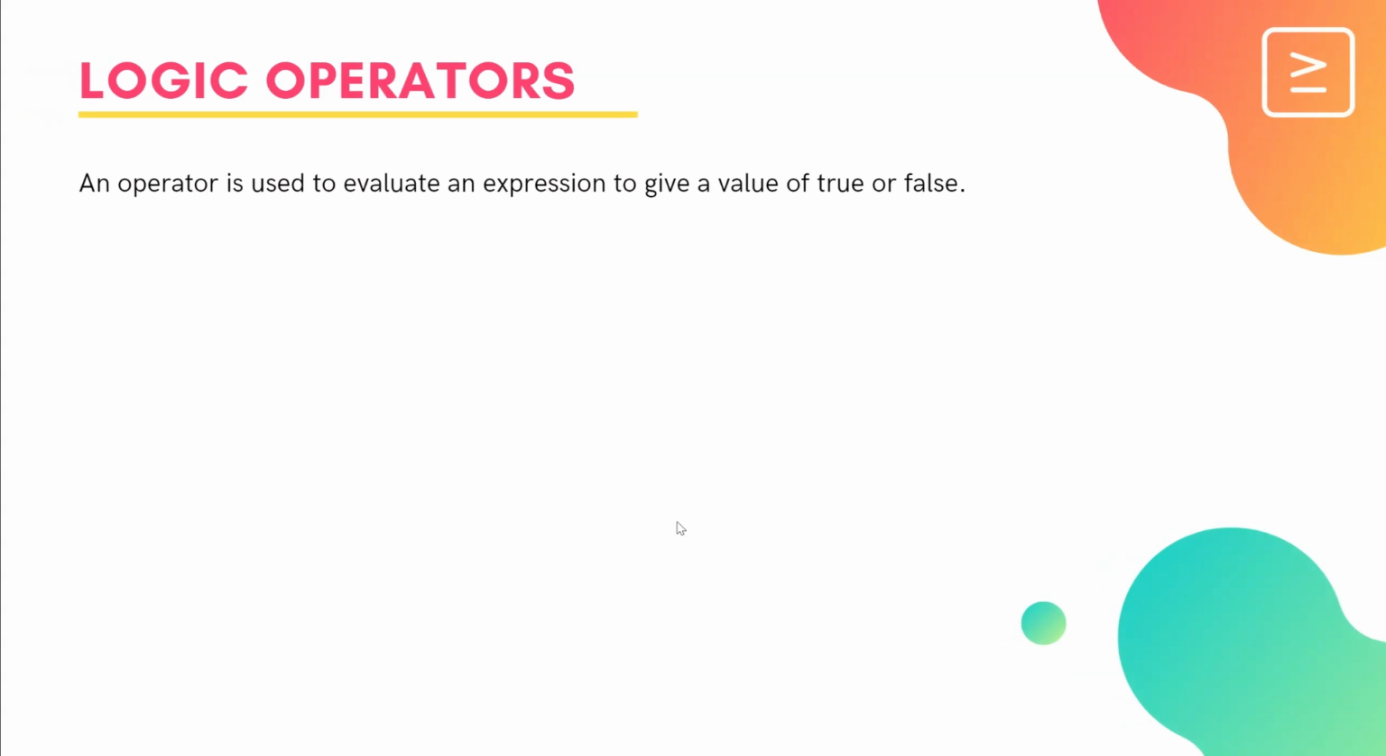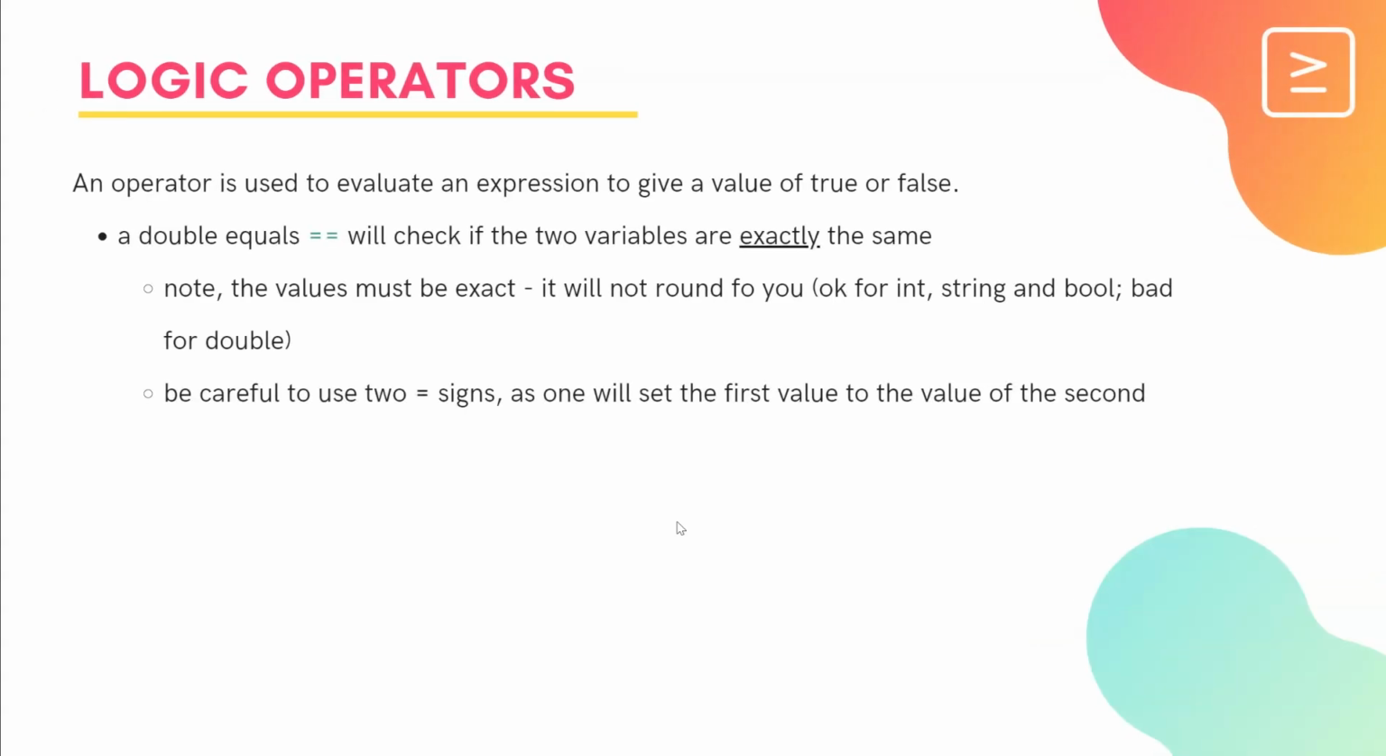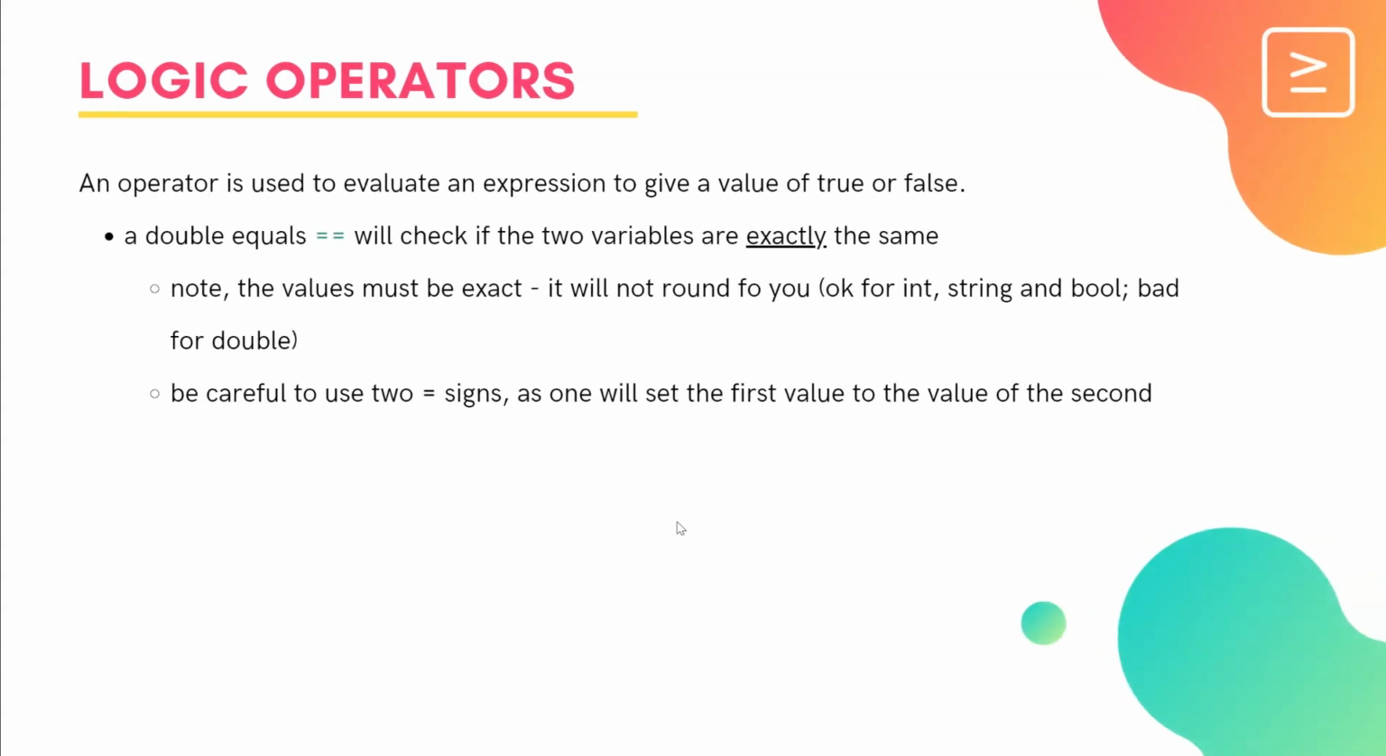So logic operators are useful. They're part of the expression, the question that we ask the code to evaluate, and that will help us to get to a true or false answer. We can use a double equal sign, seen here, to check if the two variables are exactly the same. And if they are exactly the same, it will evaluate as true. So it's important to note that they must be exact.